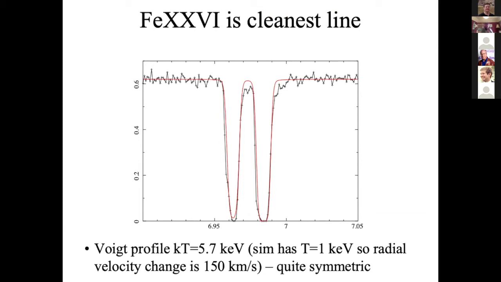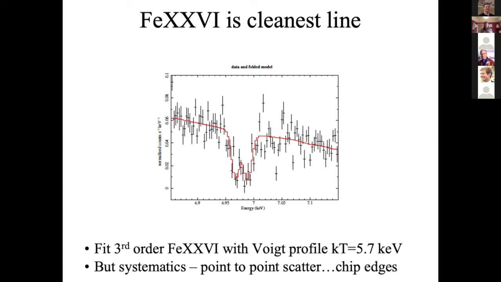gas. And there is some radial velocity shear in this thermal wind. It's not exactly constant velocity. So it's got a velocity change across it of about 150 to 200 kilometers a second. And it's quite symmetric. So if I put that up against that Chandra third order data, it resolves me the doublet. The wind is quiet enough. The wind turbulence and shear velocity is low enough that Chandra third order should get me the doublet.